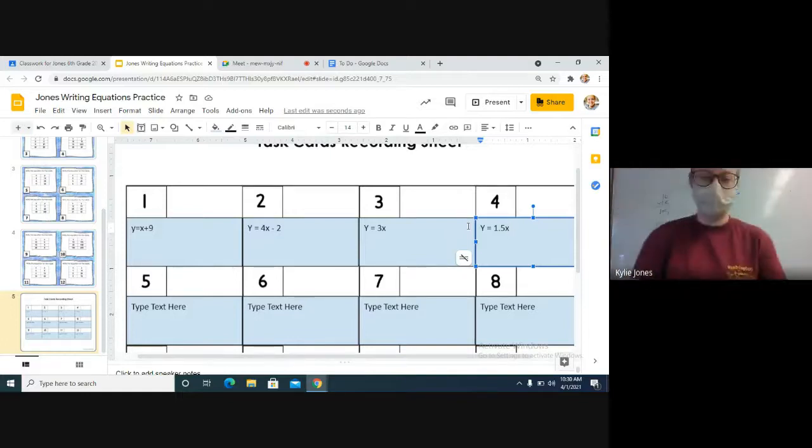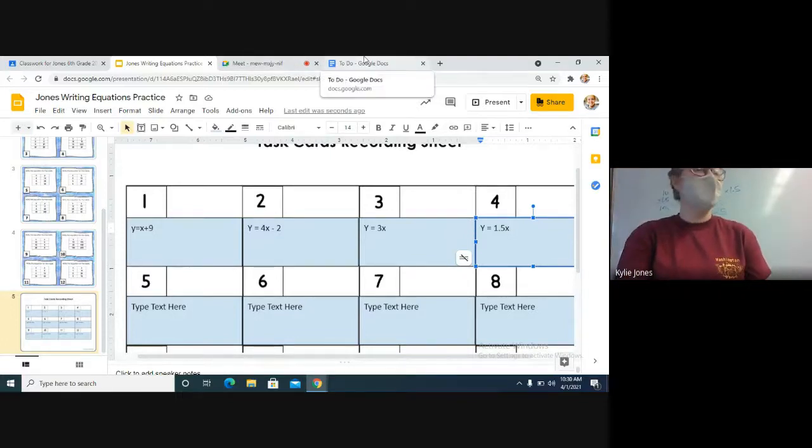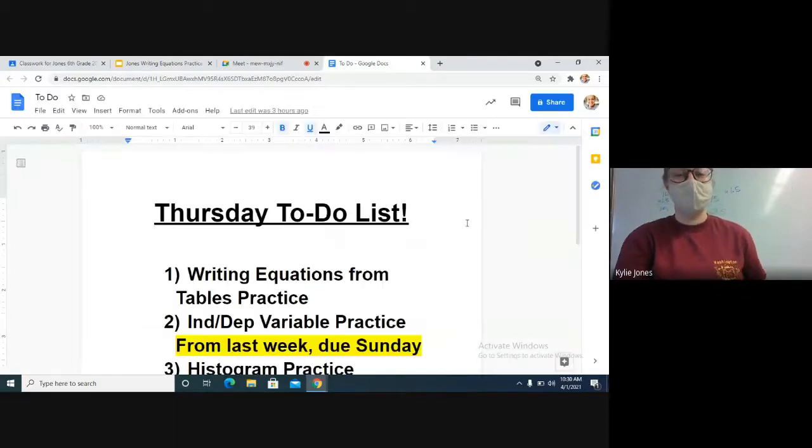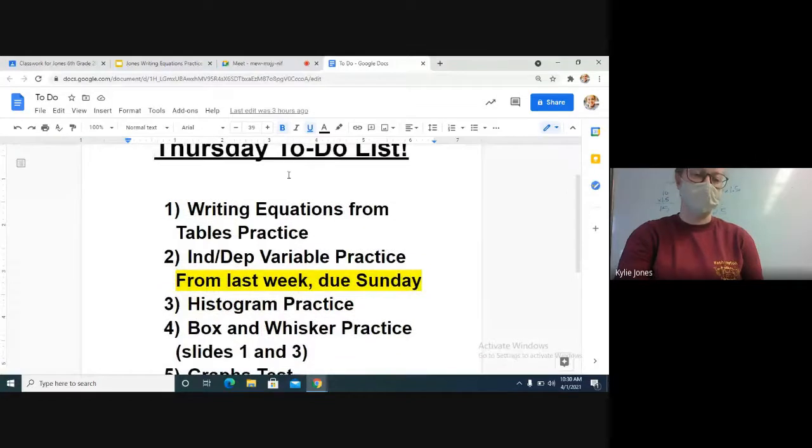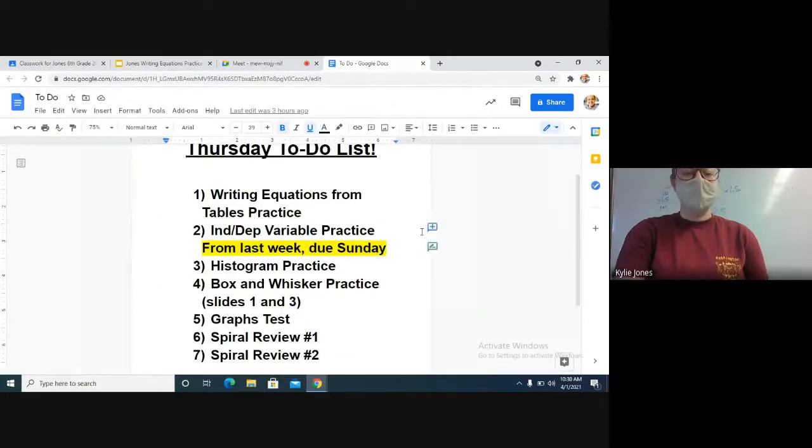Before you guys get too far into it, this is the to-do list for this week. These are the things that I'm grading over the weekend, right? Let me zoom out a little bit. It looks like a lot, but a lot of it was done last week. So from this week, we did independent and dependent variable practice on Tuesday. So make sure you have that done. And then right now you are working on this, writing equations from tables. So that would be today's work.